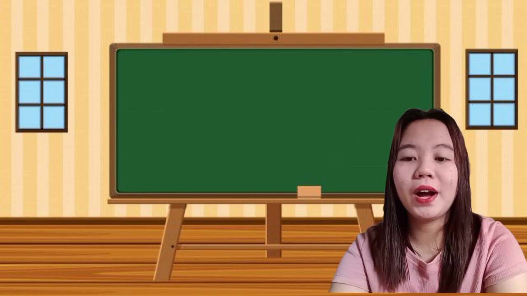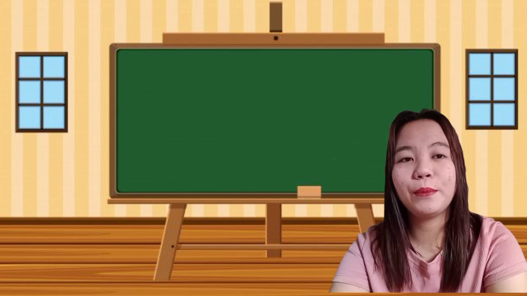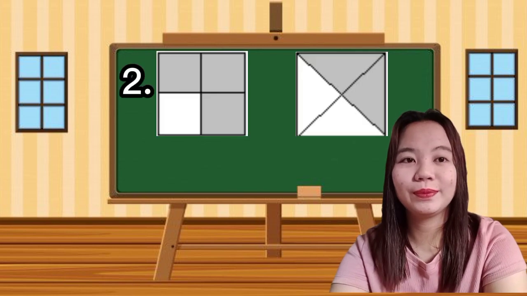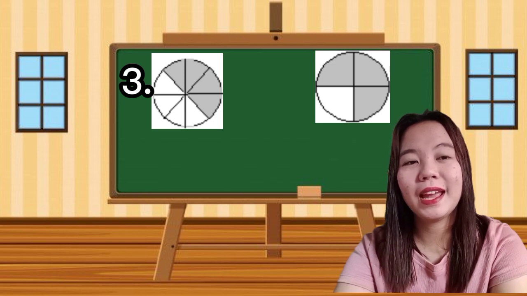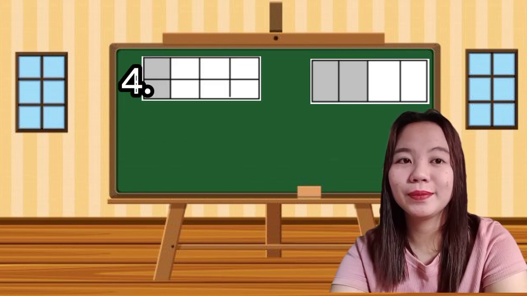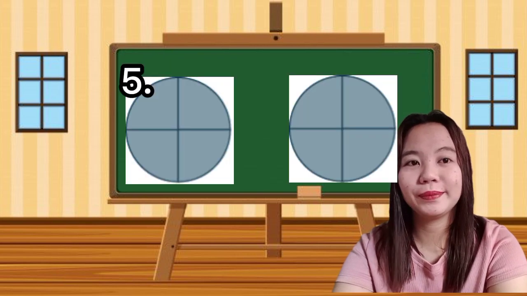So the number 1 is, and the number 2, the number 3, and the next one, and the last one is number 5.